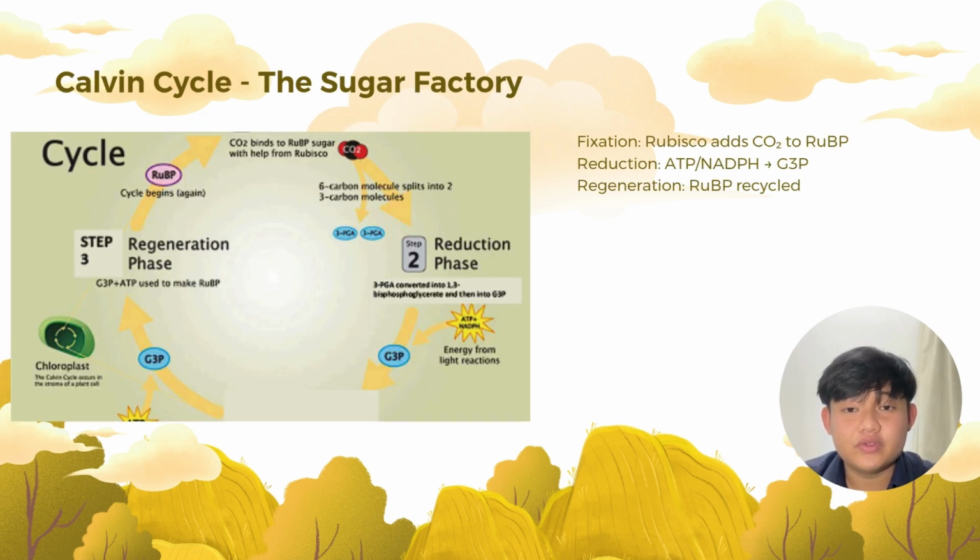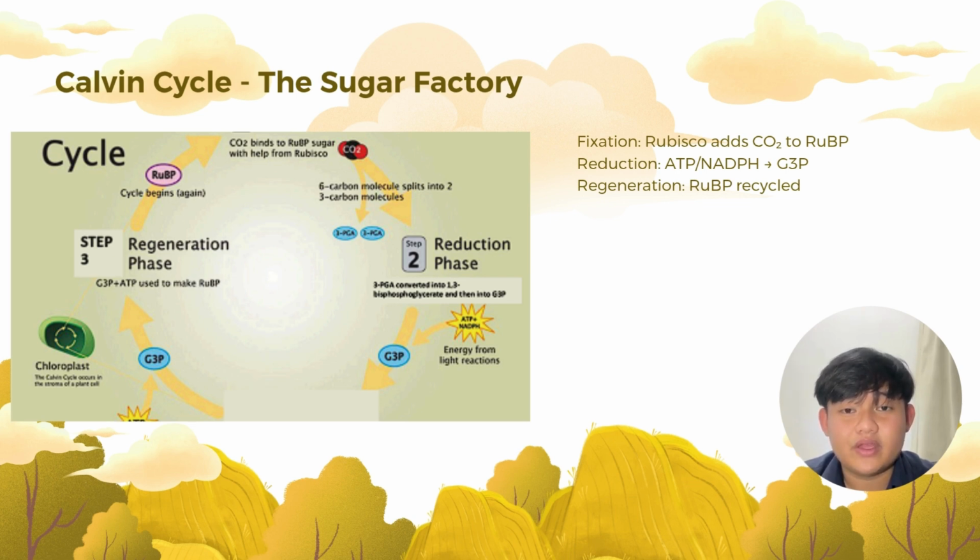Now, let's move on to the stroma for the Calvin cycle. Phase 1. Carbon fixation. Rubisco, the most abundant enzyme on Earth, attaches carbon dioxide to RuBP. But here's the catch, Rubisco is slow and error-prone. It sometimes fixes oxygen instead of carbon dioxide, leading to photorespiration, a costly mistake. Yet, without Rubisco, life as we know it wouldn't exist.